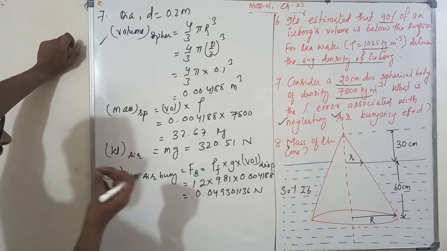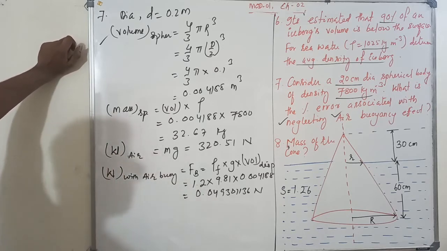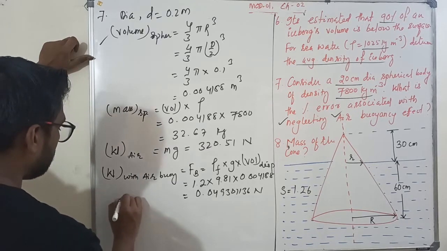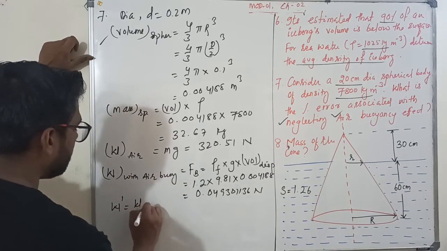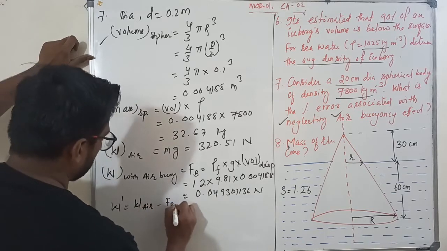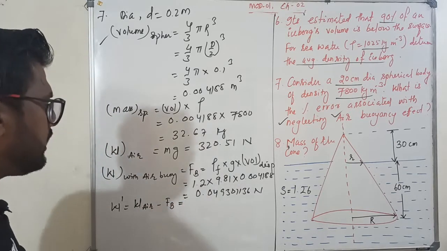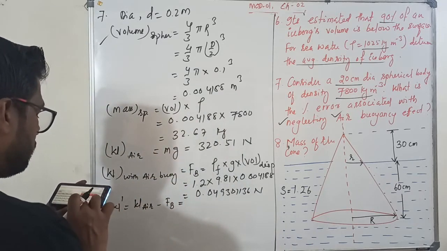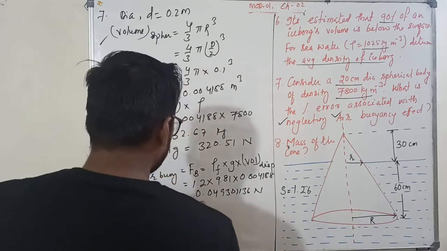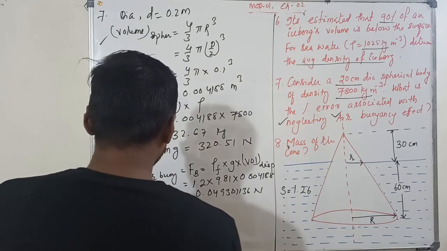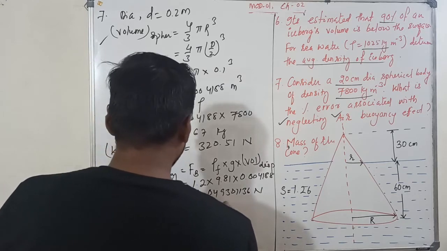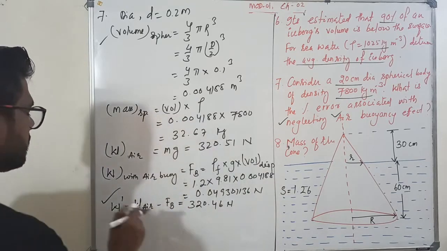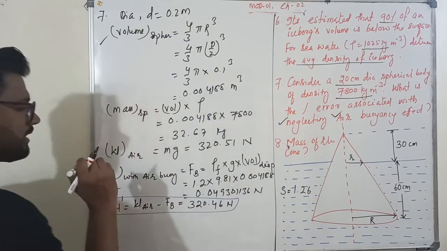So if you are neglecting this much portion, what is your new weight? Sir, new weight will be W dash. So W dash is nothing but weight in air minus the buoyancy force. Okay, so minus it, brother. Who is stopping you? Am I stopping you? No, sir. How much did you get? I got a value of 320.46 Newton. This is its actual weight.